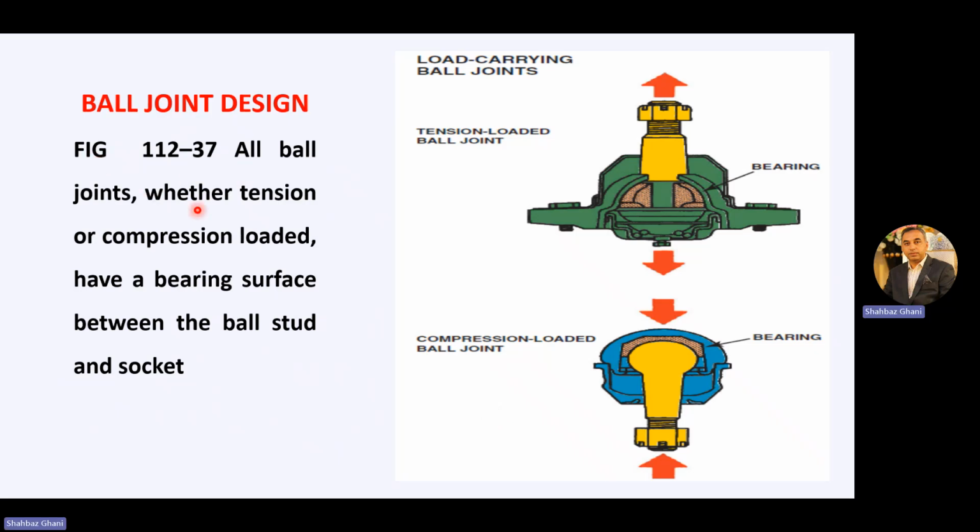All ball joints, whether tension or compression loaded, have a bearing surface between the ball stud and the socket. So first, we are talking about the load carrying ball joints. In tension loaded ball joints, we have this bearing here. And in compression loaded ball joints, we have the bearing here.